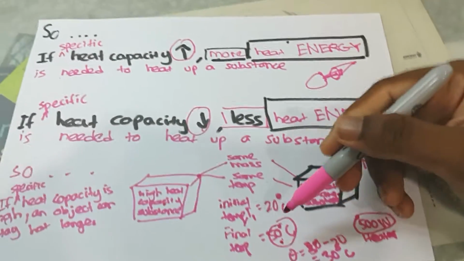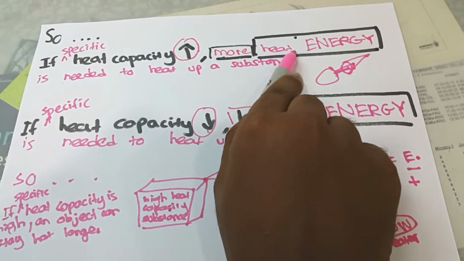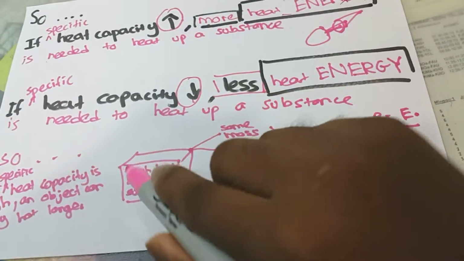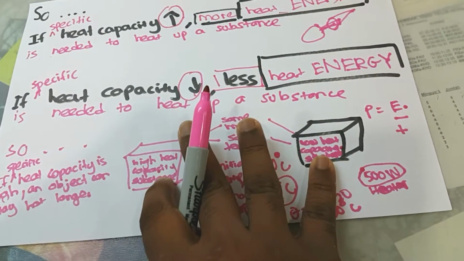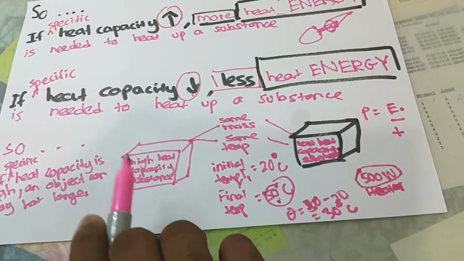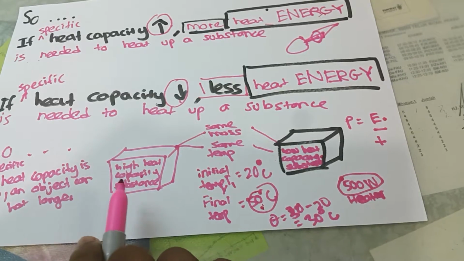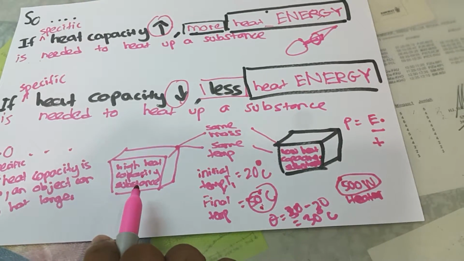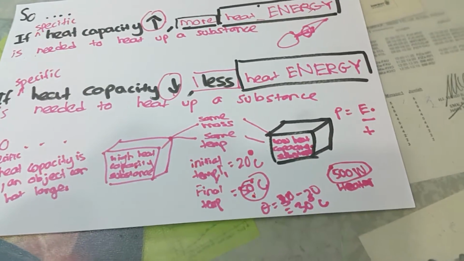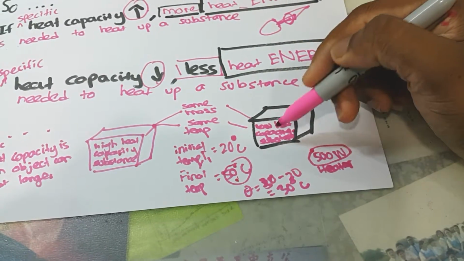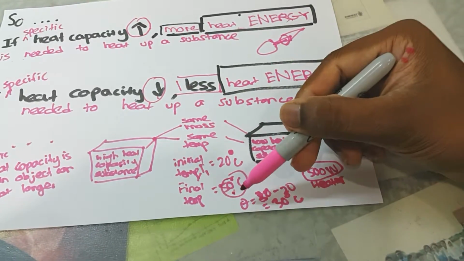Well, we have to look up here again. If the specific heat capacity of a substance is higher, more heat energy is needed. I'm putting the same amount of heat energy per second into both of these, so this one needs more heat energy to reach 50 degrees Celsius. So this substance with the higher specific heat capacity would take a longer time to reach 50 degrees Celsius, which is the final temperature that we fixed. Whereas the low specific heat capacity substance will take a shorter time to reach 50 degrees Celsius.